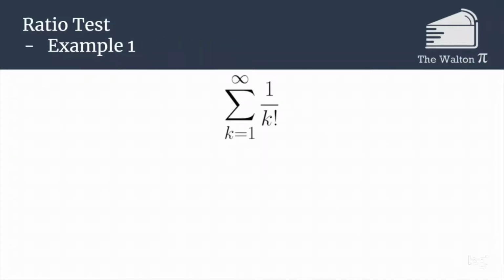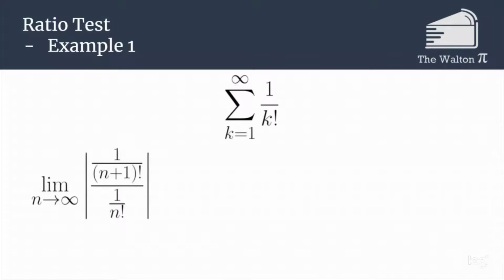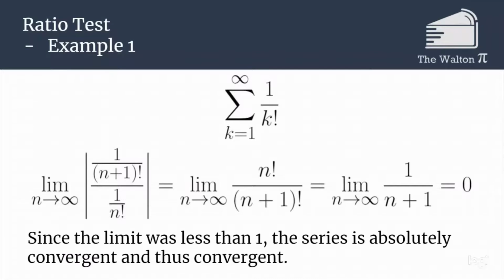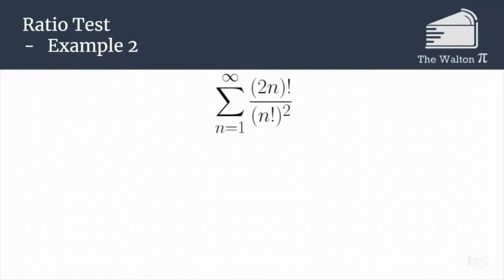So let's do an example. Let's look at the sum from k equals 1 to infinity of 1 over k factorial. The limit as n goes to infinity of our n plus 1th term over our nth term is 1 over n plus 1 factorial all over 1 over n factorial. That's the limit as n goes to infinity of n factorial over n plus 1 factorial, which is the limit as n goes to infinity of 1 over n plus 1, which is 0. 0 is less than 1, so that tells us that this series is absolutely convergent, and therefore is also just convergent.